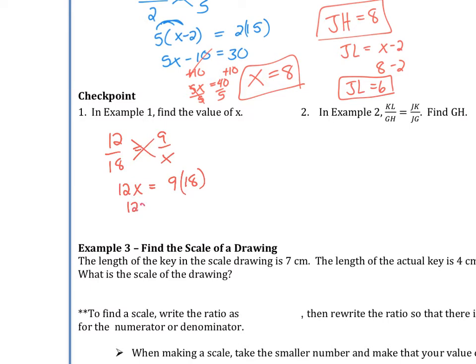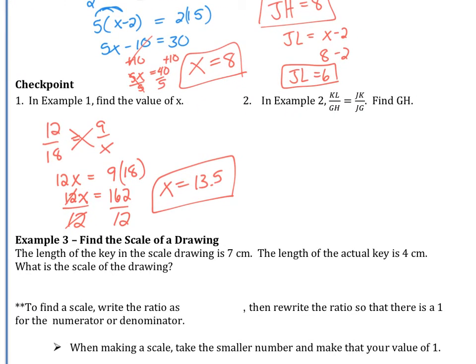So we end up with 12x equals 9 times 18, which is 162. And then we divide by 12 to get x equals 162 divided by 12, which is 13.5. So we set up our proportion and we cross multiply to get x.